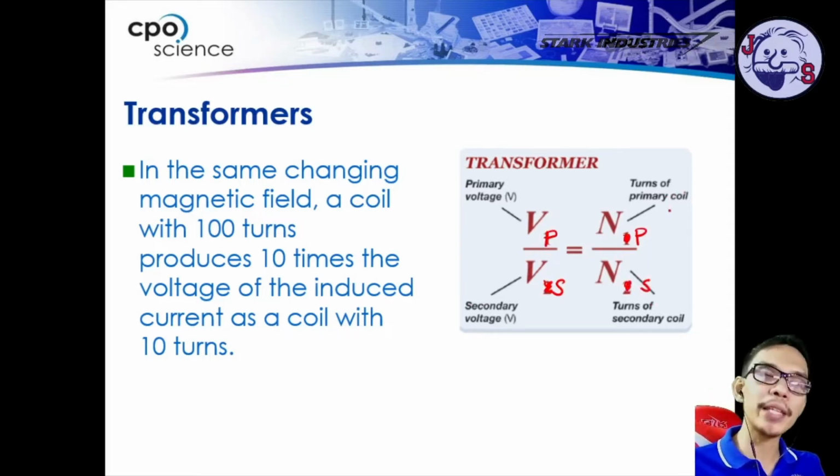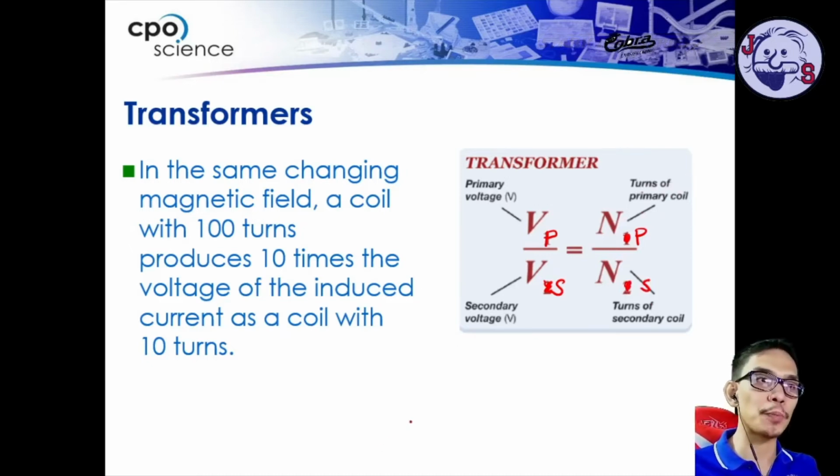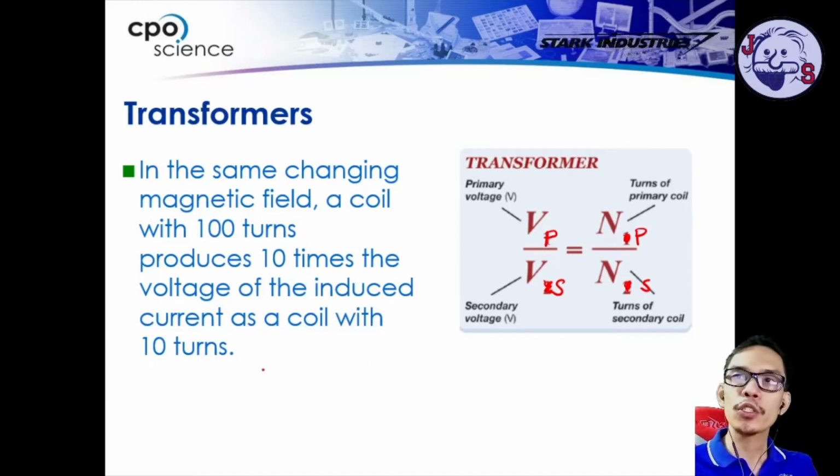Right? Now, the idea is the same: a changing magnetic field in a coil with 100 turns produces 10 times the voltage of the induced current as the coil with 10 turns. So, how does it work? Alright, so how does this formula work?